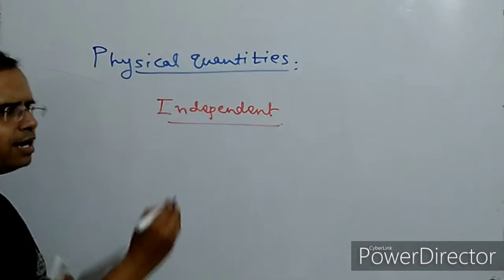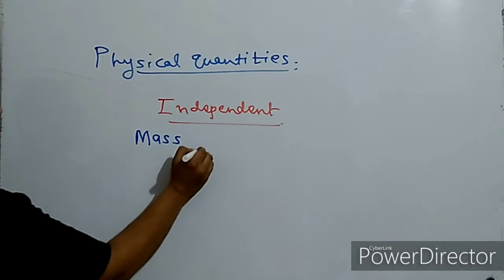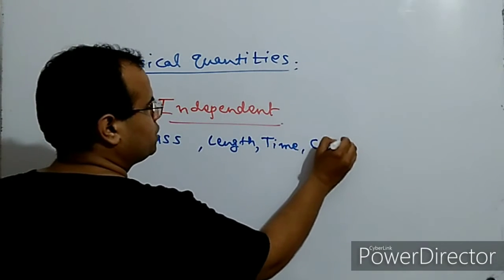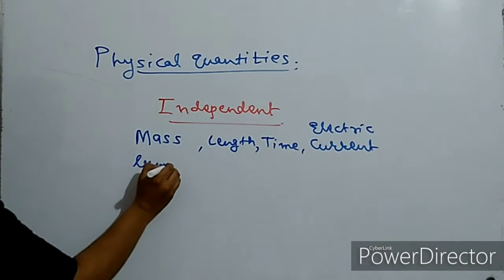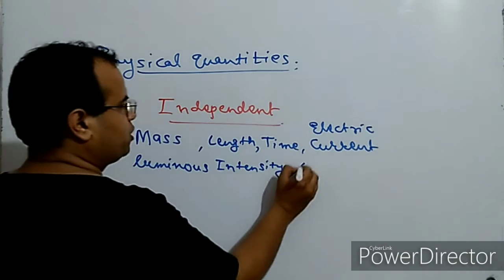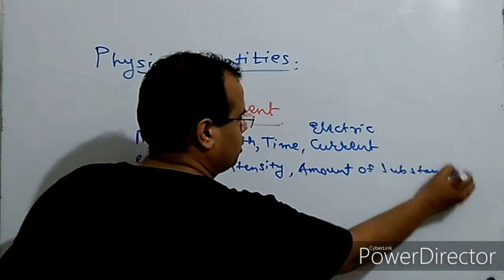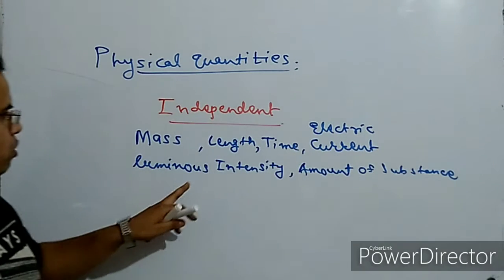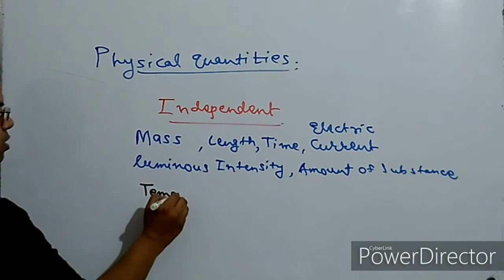For example, there are actually 7 fundamental physical quantities. I am writing these fundamental physical quantities as: length, time, electric current, luminous intensity, amount of substance, mass. That is 1, 2, 3, 4, 5, 6. And the last is temperature.